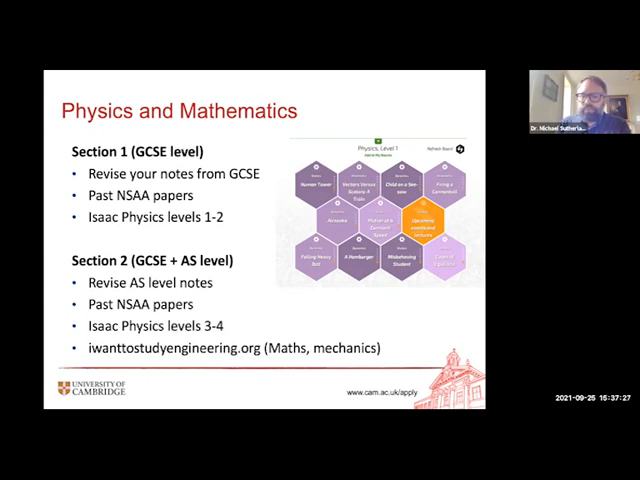Anybody who's thinking more about engineering rather than natural sciences, you have a similar sort of assessment called the engineering assessment. There you can go to a website called iwanttostudy.engineering.org. It gives you lots of practice questions in things like mechanics. So make use of those resources.